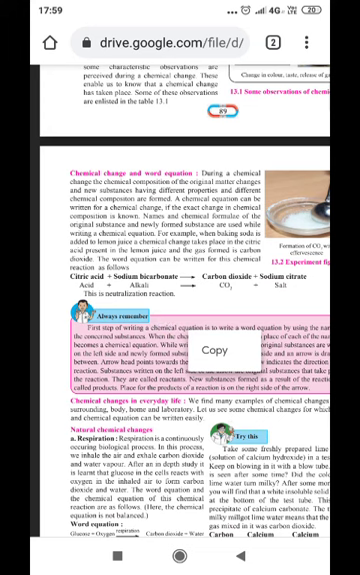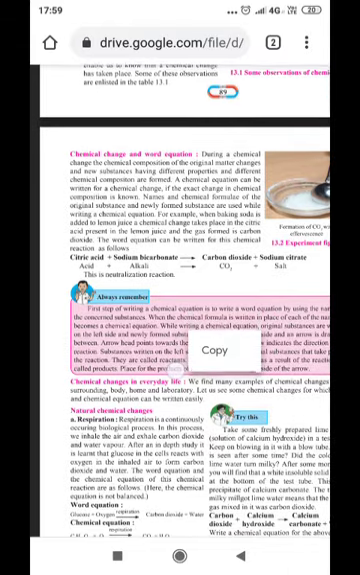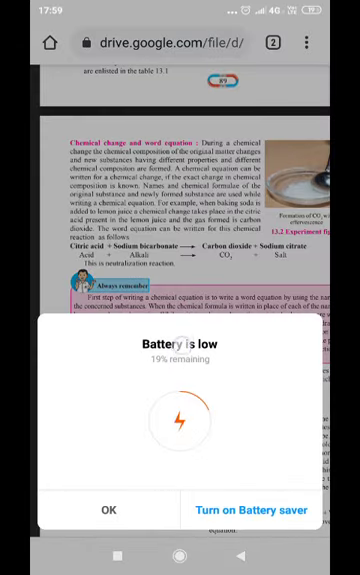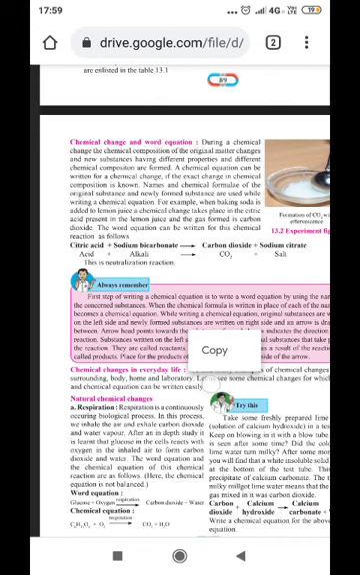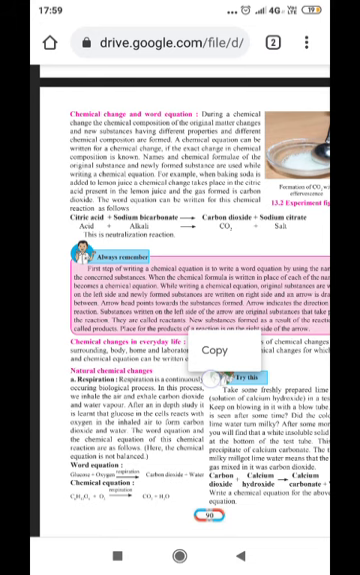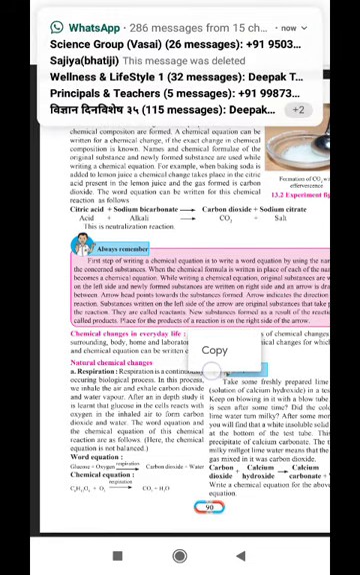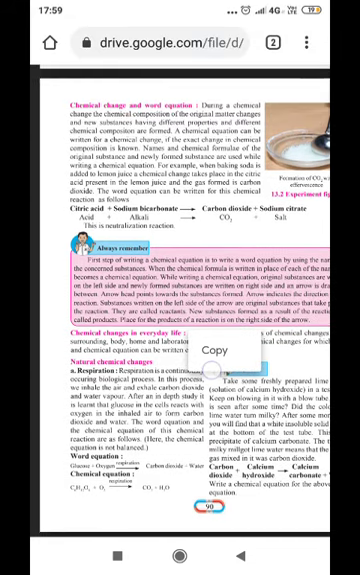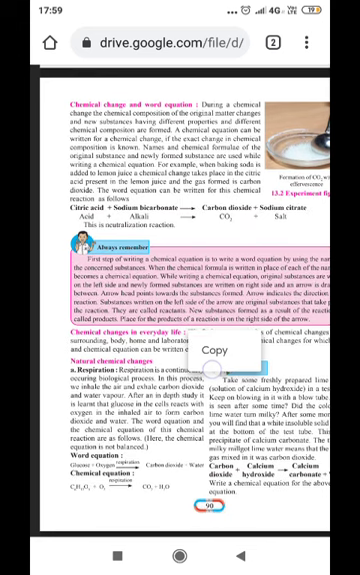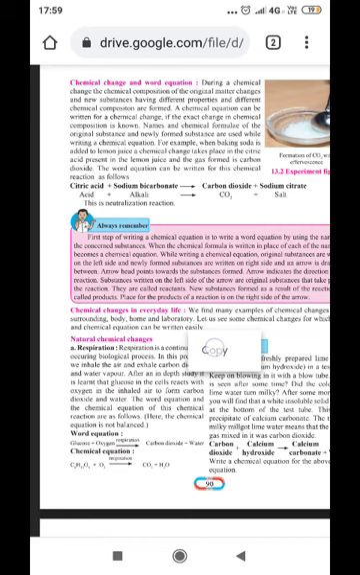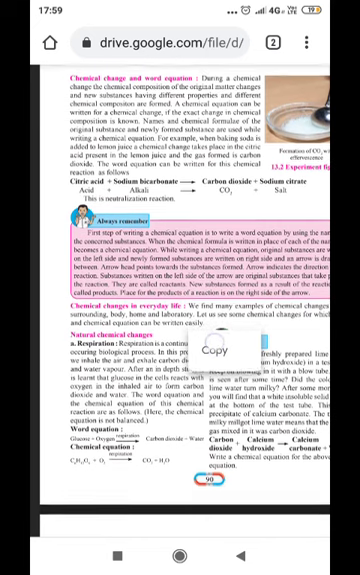For example, when baking soda is added to lemon juice, a chemical change is taking place in the citric acid present in the lemon juice and the gas formed is carbon dioxide. The word equation can be written for the chemical reaction as follows. Citric acid plus sodium bicarbonate gives carbon dioxide plus sodium citrate. Now, sodium citrate is nothing but a salt.